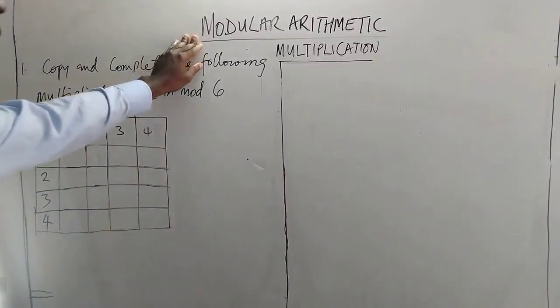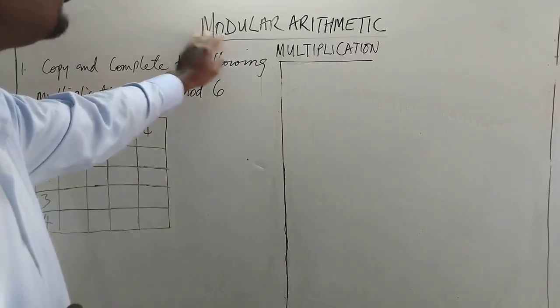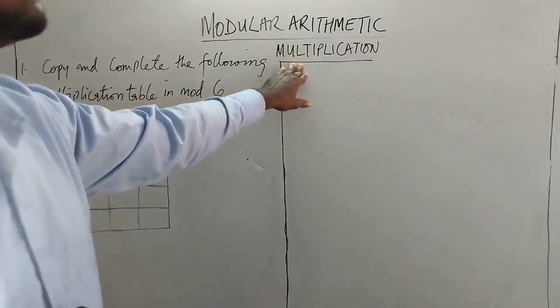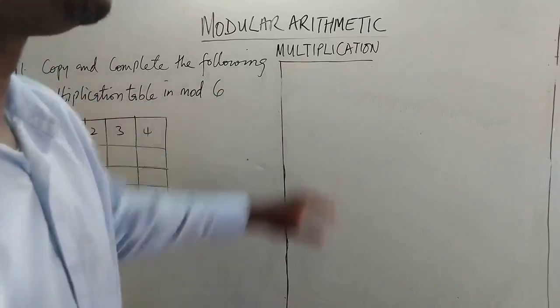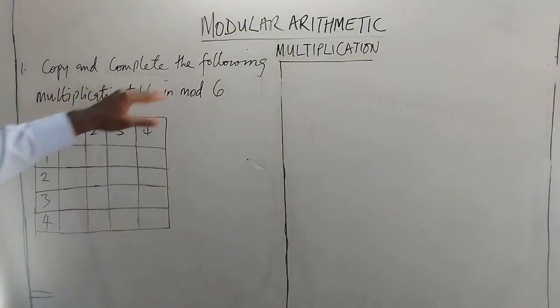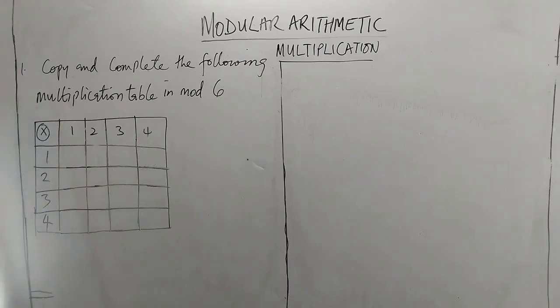In continuation of my lesson videos on modular arithmetic, I want us to look at multiplication. The question on the board says, copy and complete the following multiplication table in mode 6. Now, how do you handle multiplication?